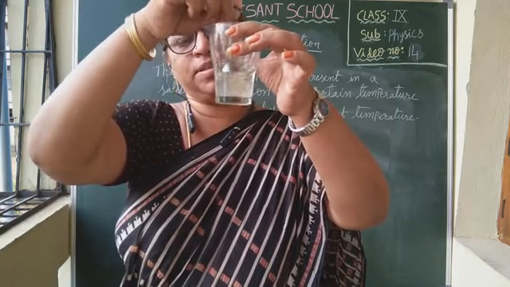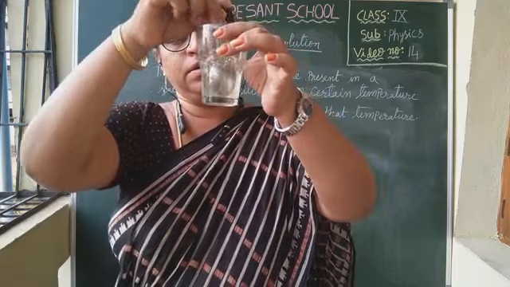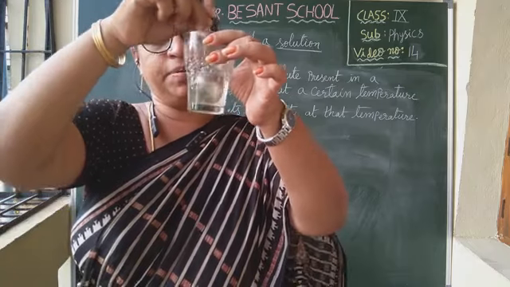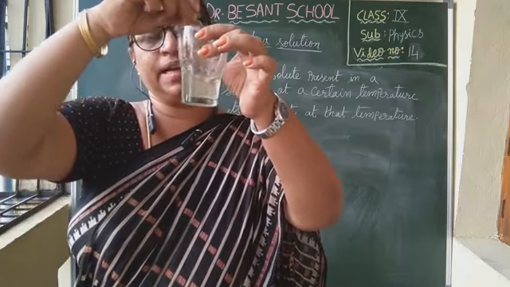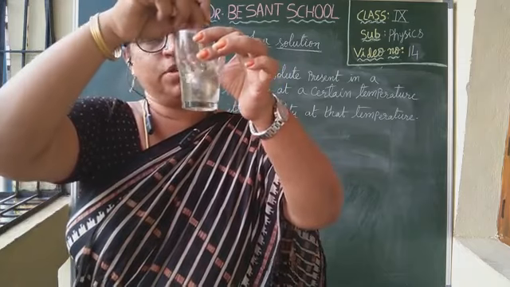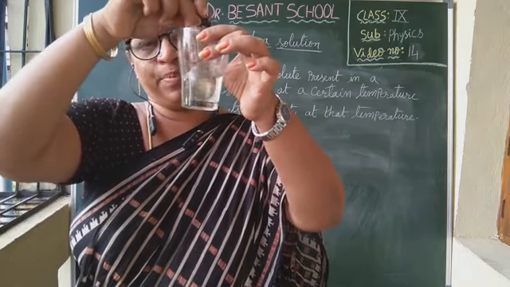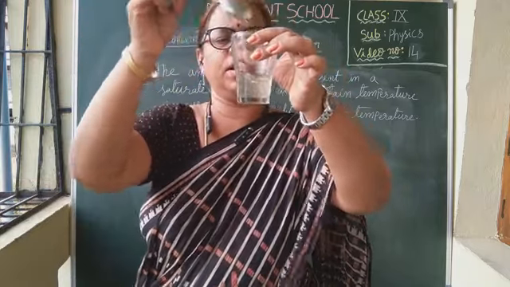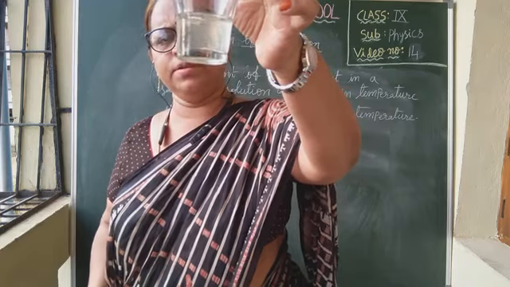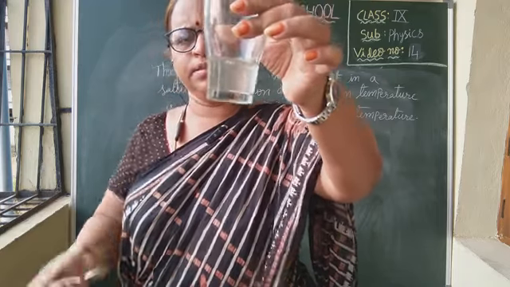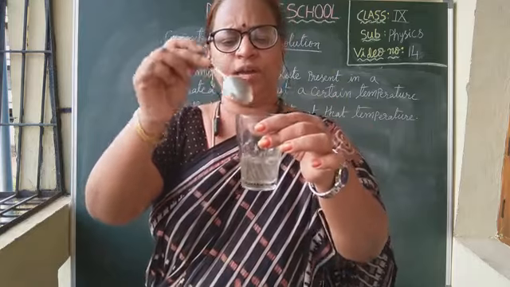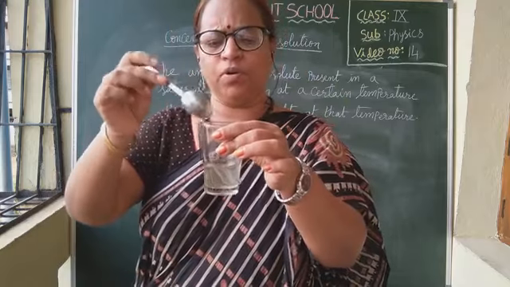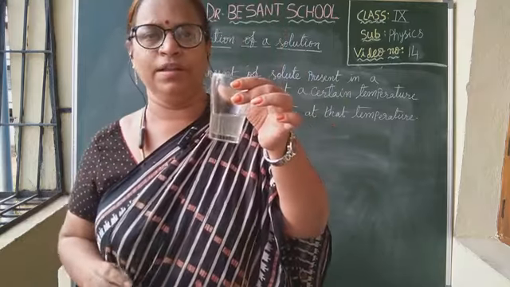Will it completely dissolve or not? Once it gets dissolved, if you leave it undisturbed, will the sugar particles settle again at the bottom? No, they will not settle at the bottom. They will get completely dissolved in water. So now see, children, can you see? The sugar got completely dissolved in water, which means it is soluble.